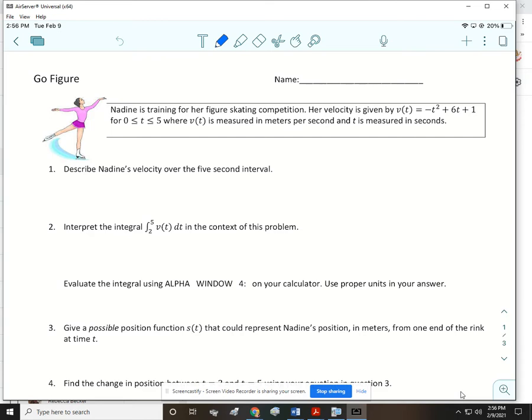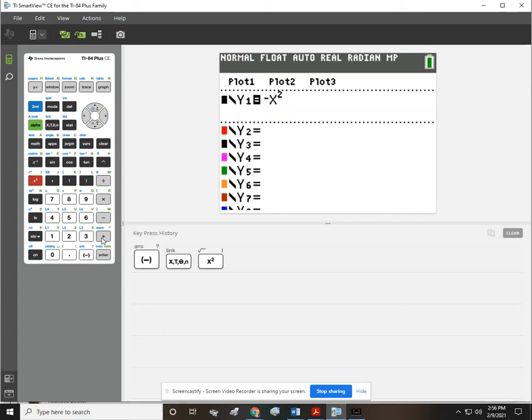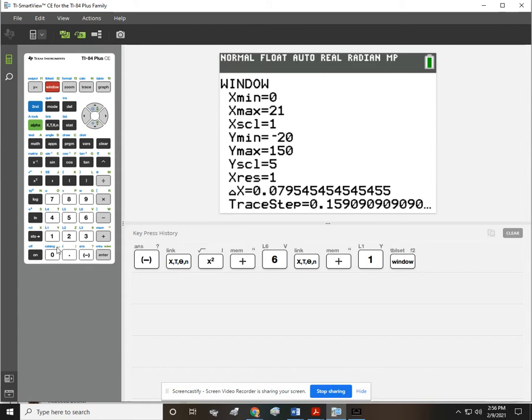All right, now we're going to use a calculator to do a lot of this. So our number 1, we're going to describe Nadine's velocity over the 5-second interval. So to do that, I'm just going to type it into the calculator and look at the graph between 0 and 5.